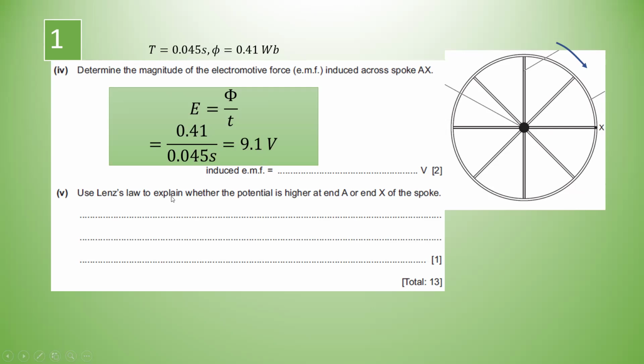Use Lenz's law to explain whether the potential is higher at A or X. That's your X, that's your A. How to explain?